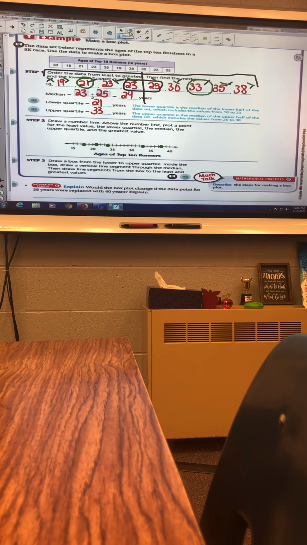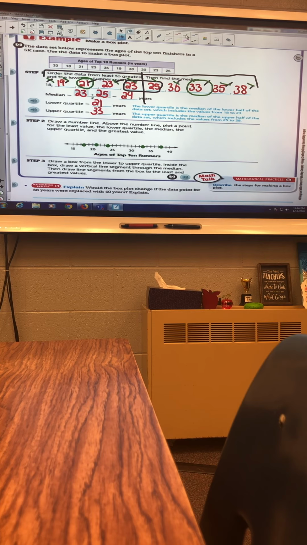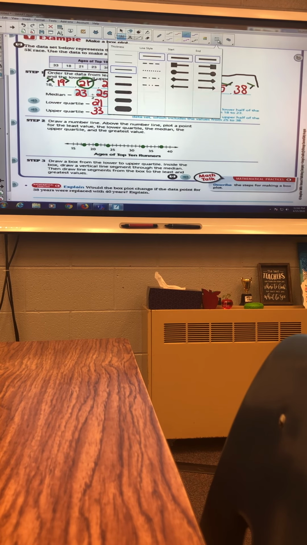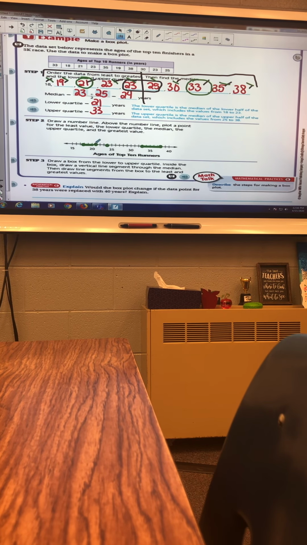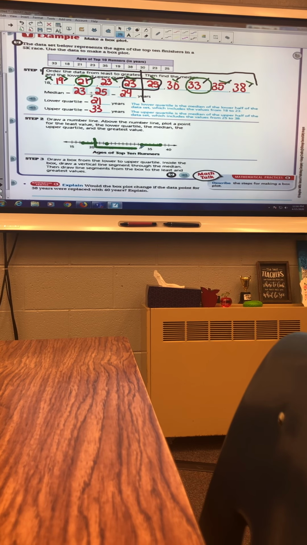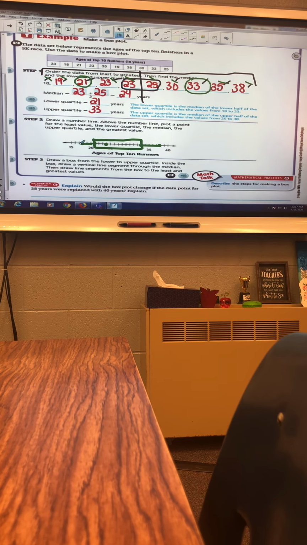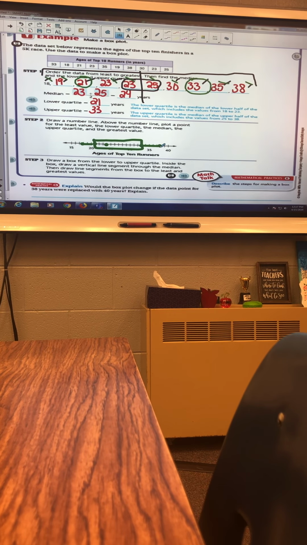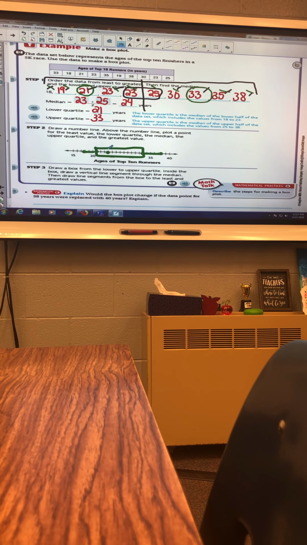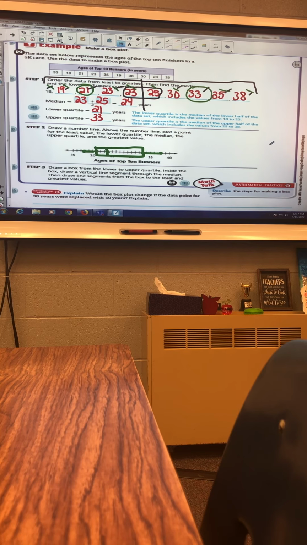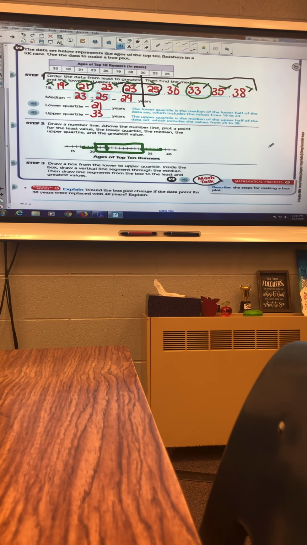Now to make the box plot, you connect the lines and make a box around your data. So then you know your least value and greatest value are connected by lines. Your lower quartile, upper quartile, and median are all in your box. And you put a line through where your median is. Okay?